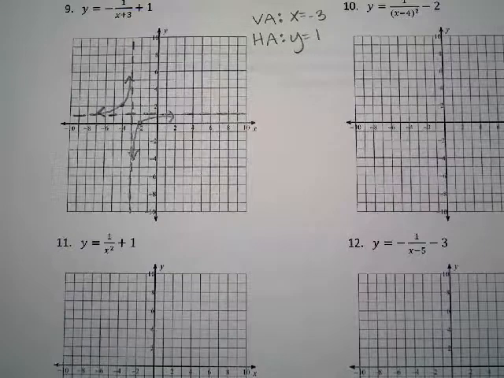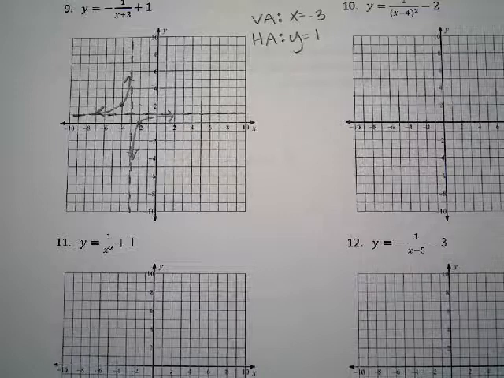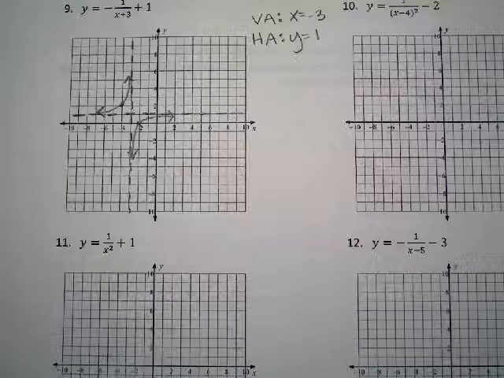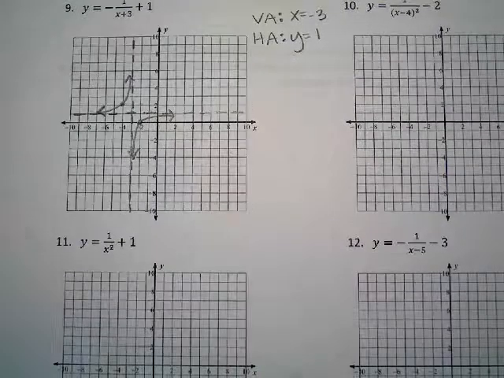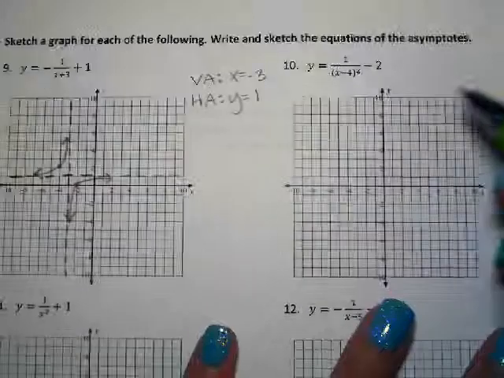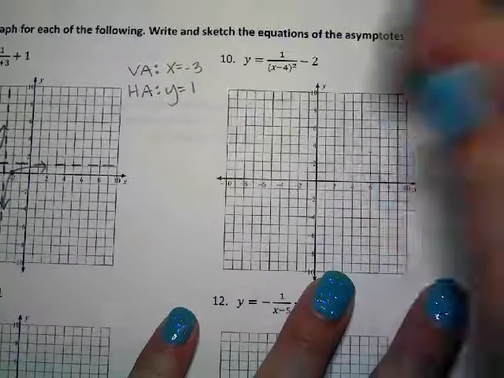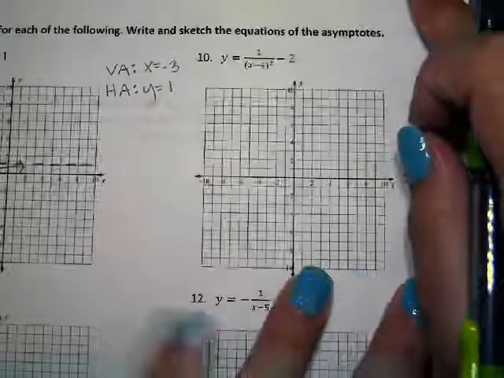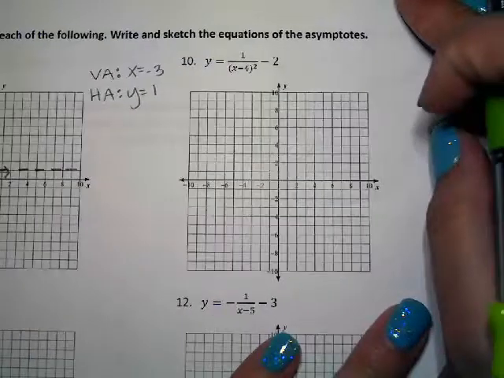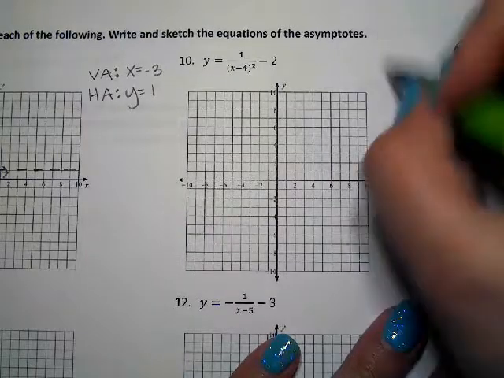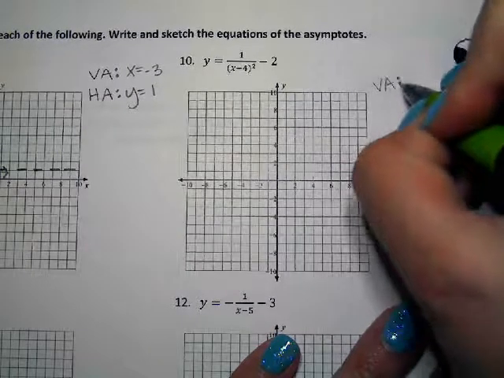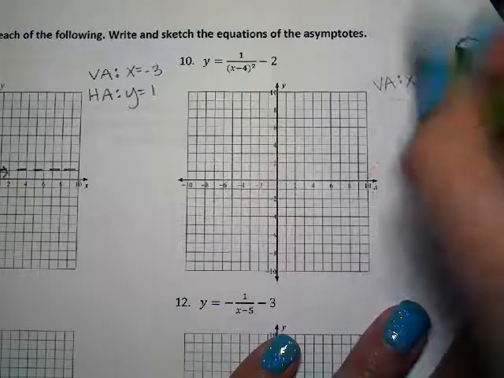All right. Okay, let's try the next one. Vertical, horizontal. What's our vertical asymptote? Okay, vertical asymptote x equals 4. Horizontal asymptote y equals -2.